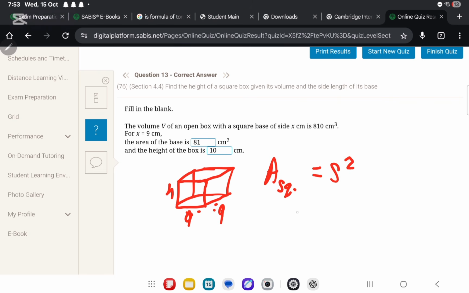So the area of a square is going to equal 9 squared, which is 81. Right, that's done. The base is a square. It says that it's a square base, right? So the area of a square is a squared. 9 squared is 81. Okay, now the volume is what?